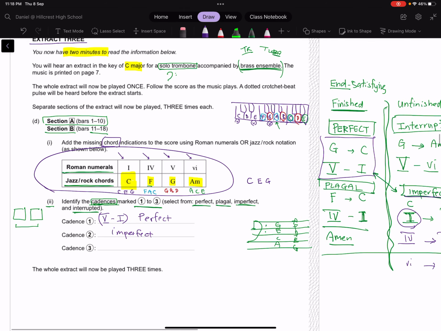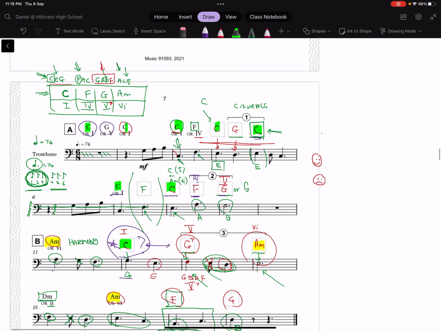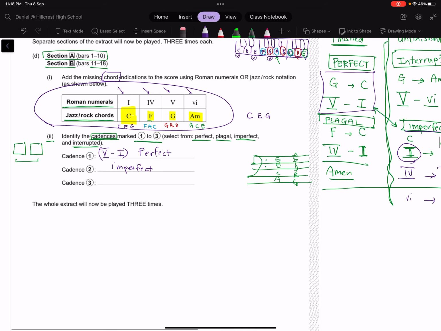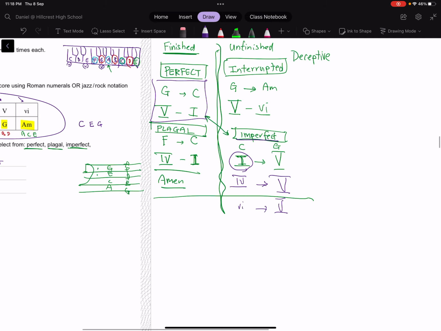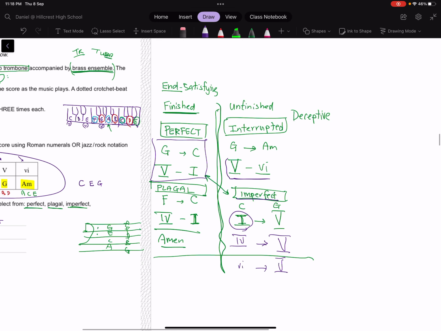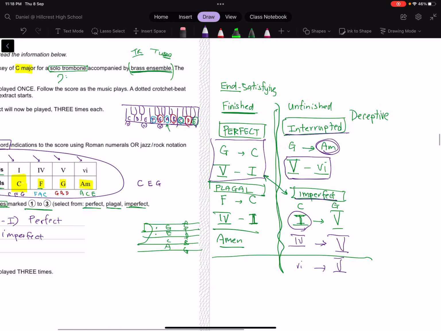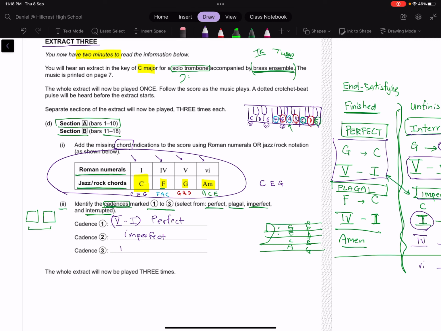Cadence 3, and that was the one that was going into A minor. So if you didn't know this one, you could probably guess it. Anything that's going to end with a 6, it's going to go from a 5. So we have 5 to 6 going. That's called interrupted. That's the one that ends on a minor chord instead of a major. That's the only one with a minor chord. Okay, so interrupted. If you don't know the spelling, they've given you.